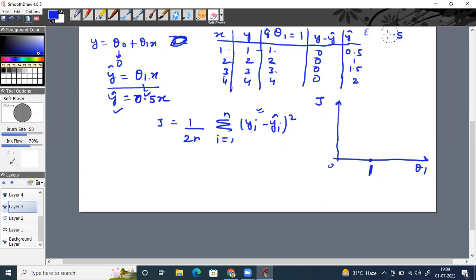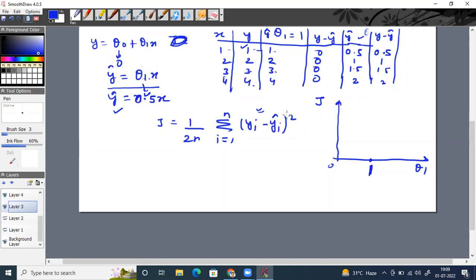Right, sir. Now let me do one thing. Let me find out y minus y hat for the same. What will y minus y hat be? This is my actual y, and this is my y hat, the predicted value. So 1 minus 0.5 will be 0.5, right? 2 minus 1 will be 1. 3 minus 1.5 will be 1.5. 4 minus 2 will be 2.